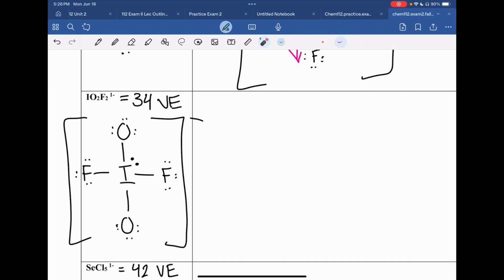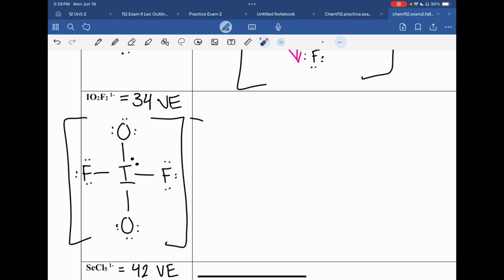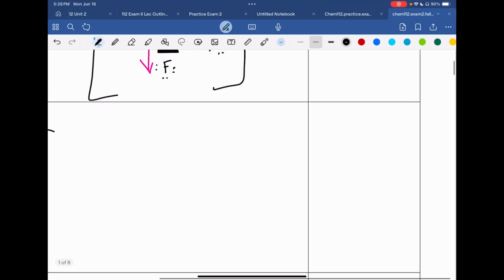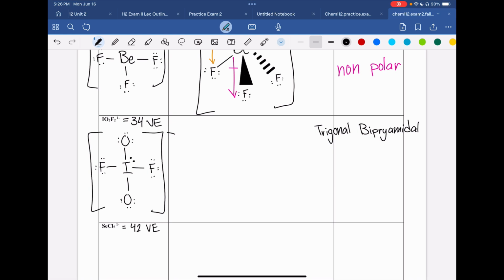Now, you should know what the electron geometry is. Not molecular, electron. Electron geometry is how many things it's attached to. So you have 1, 2, 3, 4, and 5. So if it's 5 things, you should say trigonal bipyramidal. Cool. The molecular geometry, you should actually all be saying seesaw.